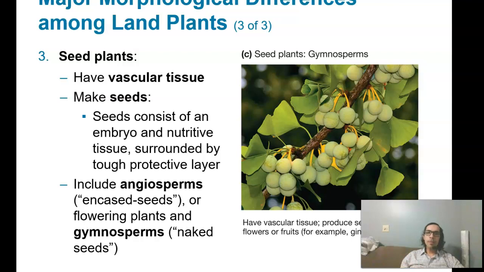The next group are seed plants. These have vascular tissue and they make seeds. This includes the angiosperms, which make the encased seeds. They're also known as the flowering plants. And then the gymnosperms, which make the naked seeds. So pretty much when you're thinking of angiosperms, you're thinking of plants or trees that produce fruits. A lot of the gymnosperms would be things that produce nuts or acorns.